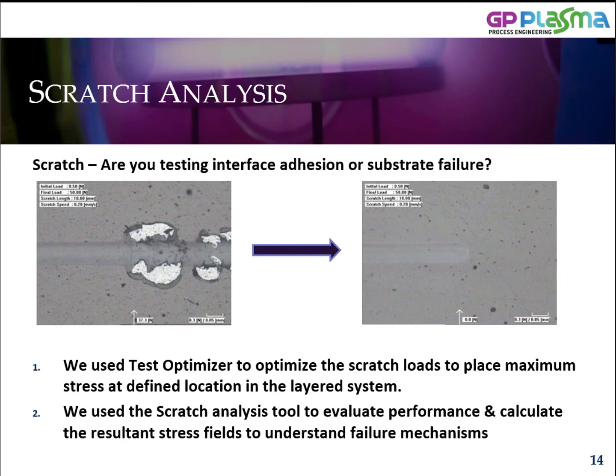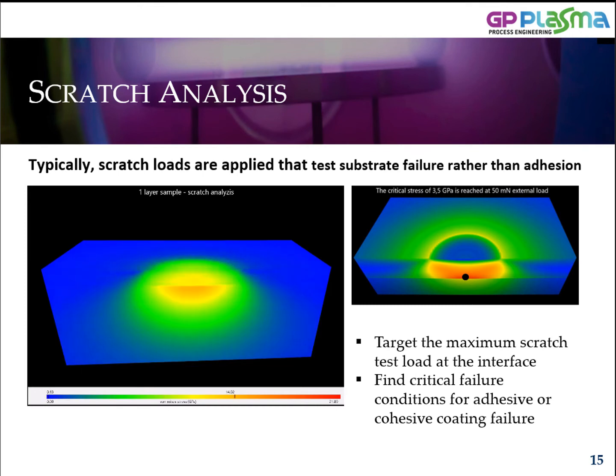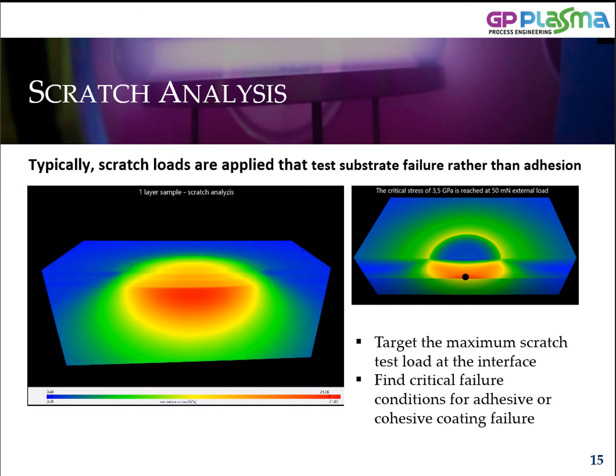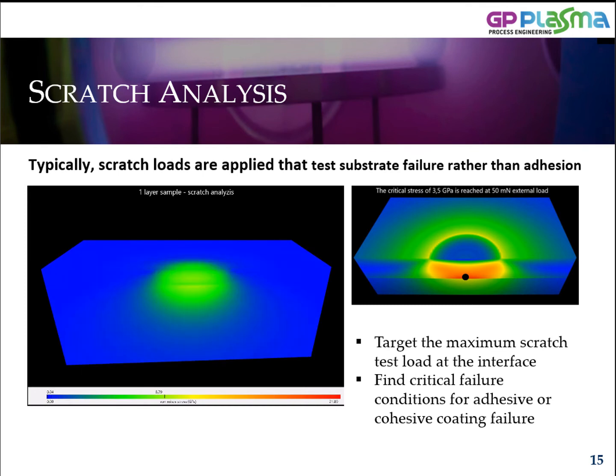With scratch analysis, that module allows you to optimize your coating performance for adhesive and cohesive failure with the effects of surface roughness included. So here's an example of optimizing the scratch test and the coating to withstand a desired load.